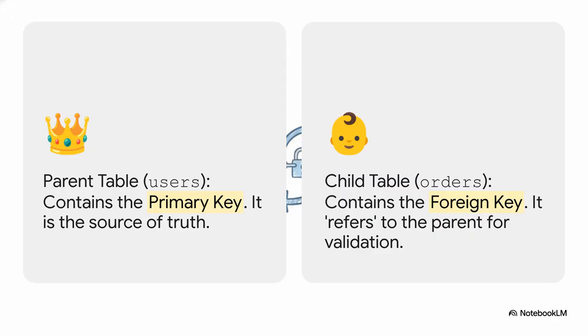This setup creates what we call a parent-child relationship. The parent table, in our case, the users table, holds the original ID. It's the source of truth. The child table, which is our orders table, is the one that holds the foreign key. It has to refer back to the parent to make sure the user it's pointing to actually exists. No parent, no child. It's that simple.